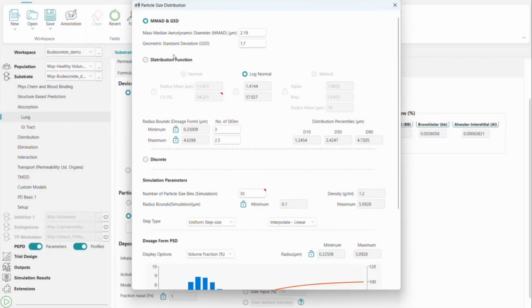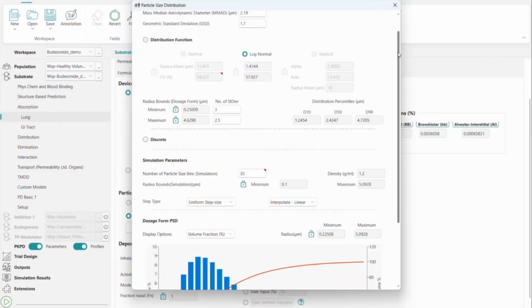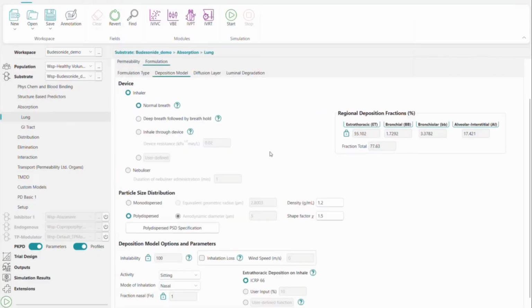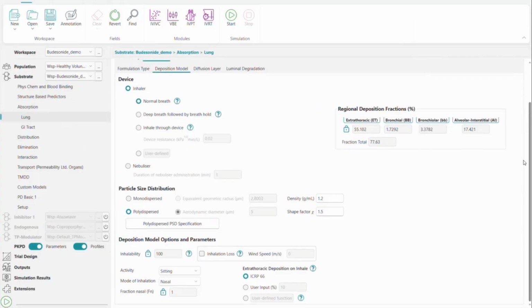What happens with this is that the MMAD and GSD are converted to the geometric radius mean and the CV for this log normal distribution. In previous versions, you had to do the conversion process outside of the simulator and then enter it in this distribution function option by opening this padlock. But now in version 25, you can enter that directly. Okay, so that's entered the particle size information, and you see that's updated the regional distribution.